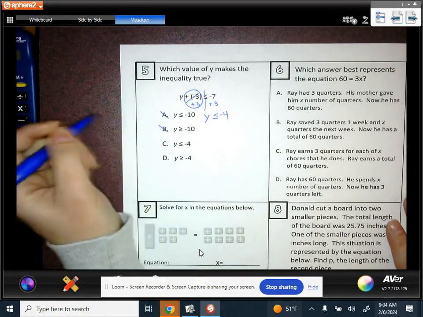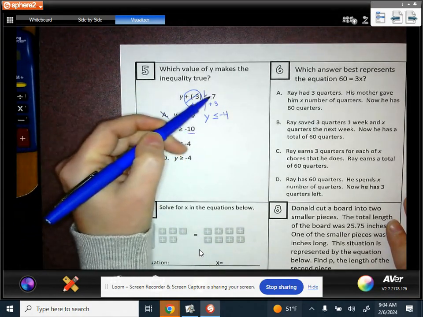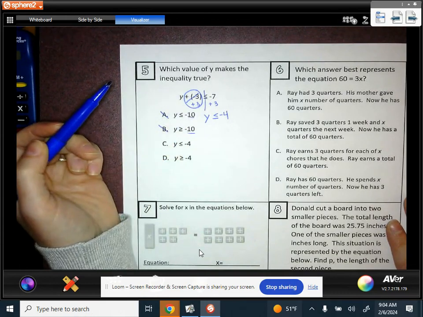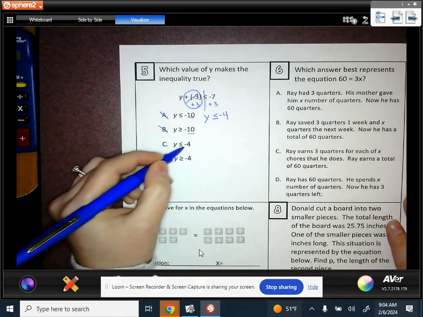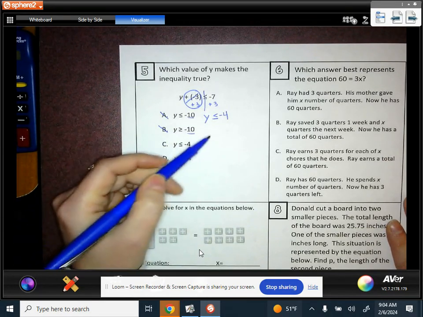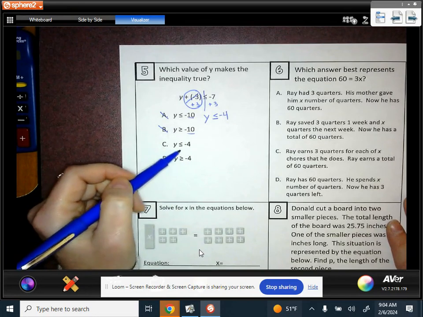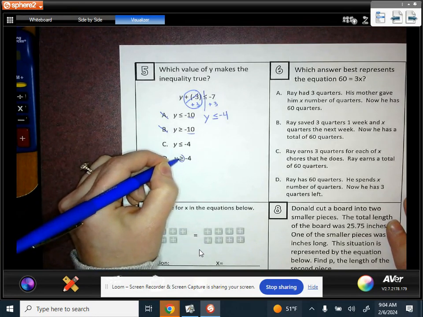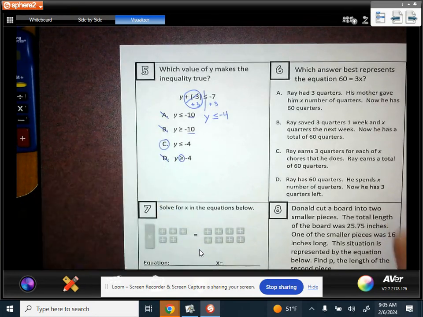We don't want to pick A and B. They both have 10. We wouldn't want to add here because they're not the same signs. Now, these both have -4, so you want to be careful. They look very similar, but we don't need to flip our symbol. We want to keep the exact same symbol. So this one has the wrong symbol, and so C would be our answer.